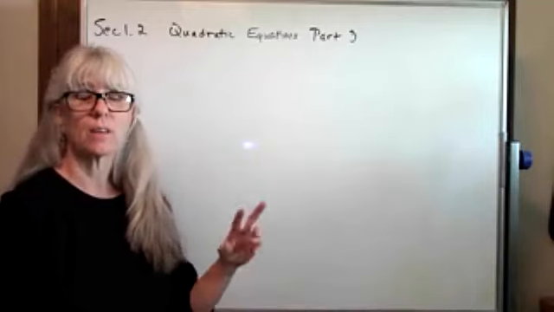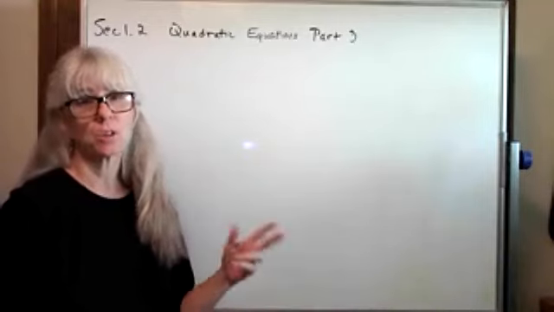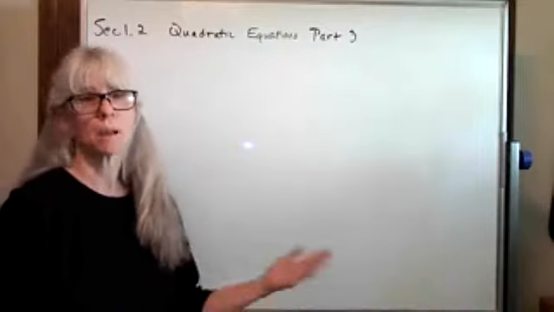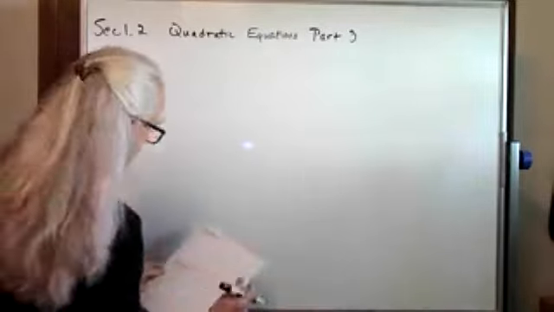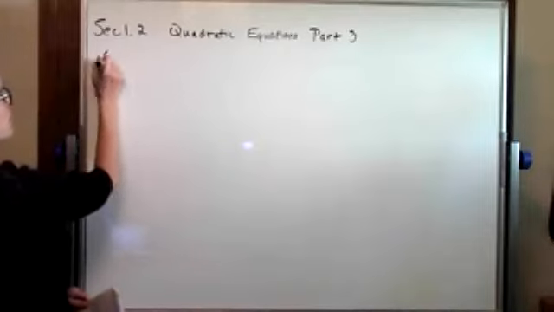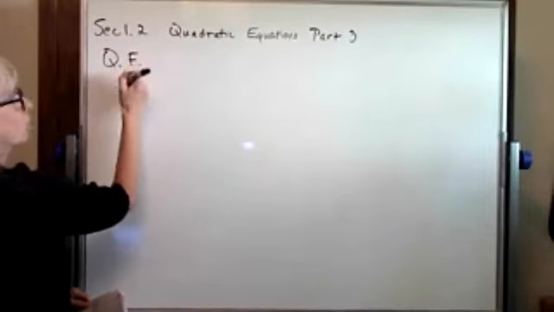So I will only use it if something is not factorable. In other words, if either method 1 with factoring or method 2, the square root method, doesn't work, then I'm going to come in and use the quadratic formula. It is a formula, and it's one you should already have memorized. So I'm going to call it the QF for quadratic formula.